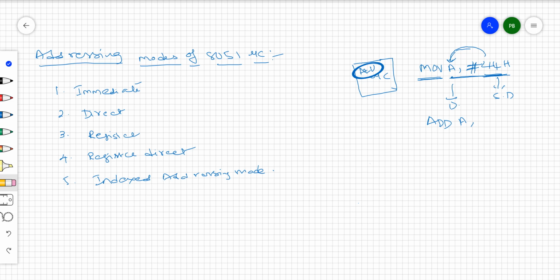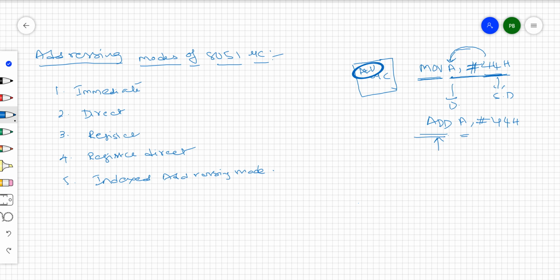Right. So now you can see this ADD A, for example #44H is there. If 44H is there, what will happen? This 44H will be added to the accumulator, and the result is going to be stored in the accumulator. In any instruction, depending upon the opcode, the operation takes place.